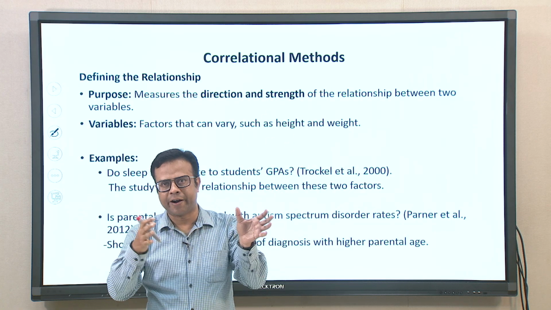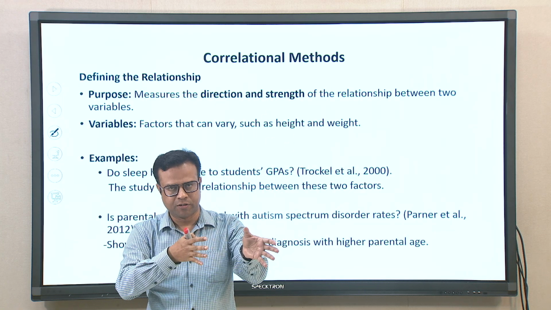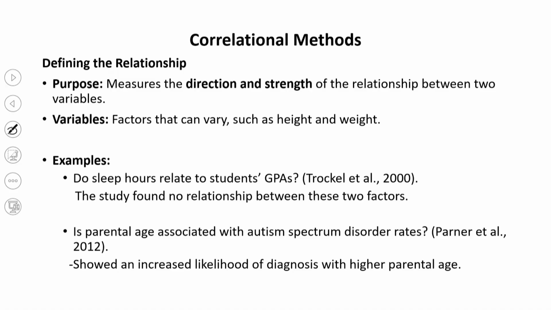So, when you want to see the relationship between two variables, then it is a correlation. You see the relationship between them. So, the focus of the correlational method is to find the direction of the relationship, is it positive or negative, and the strength of the relationship. Is it very strongly correlated or weakly correlated? Variables include factors which can vary, such as height and weight. Any concept around which the values can change is a variable. For example, sleep is a variable, you can sleep more or less, the values of sleep can change. So, that is also a variable.